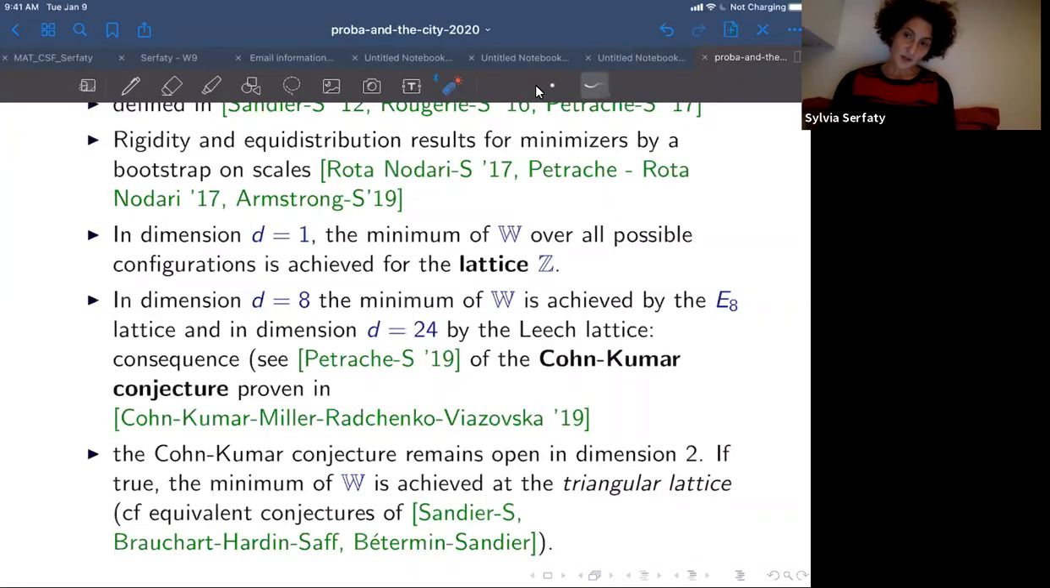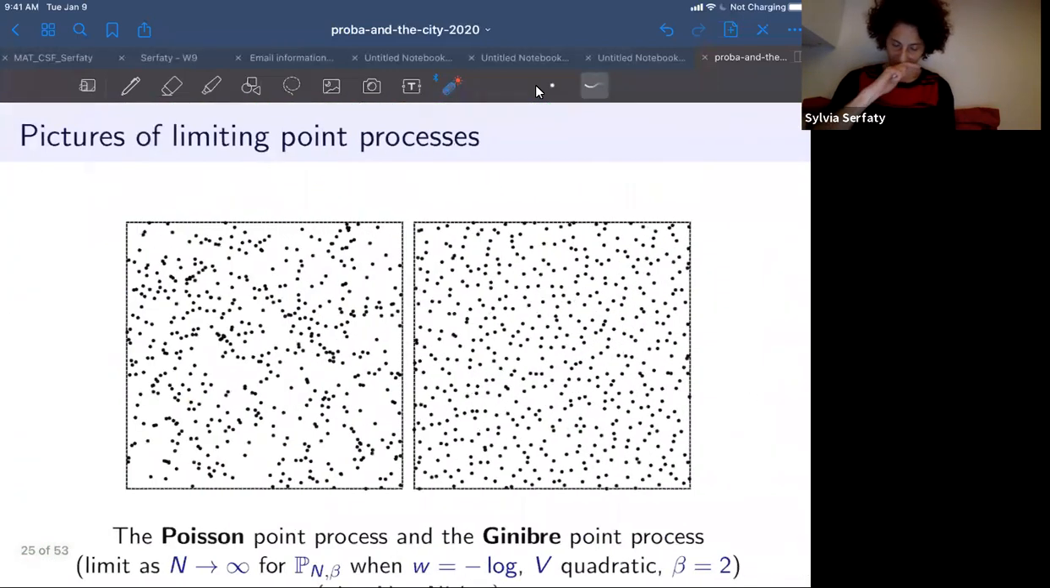And in other dimensions, there shouldn't be a universally minimizing lattice. In a sense, it should depend on the interaction. So if you change the interaction, the lattice should change. And if you go to high dimensions, it should not be lattices. It's a low dimension phenomenon. I can discuss that if you're interested after. A lot to say on that.